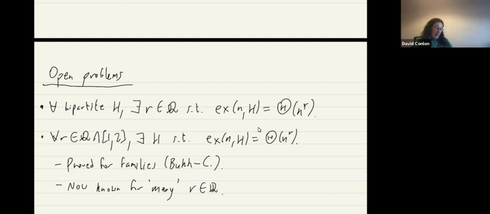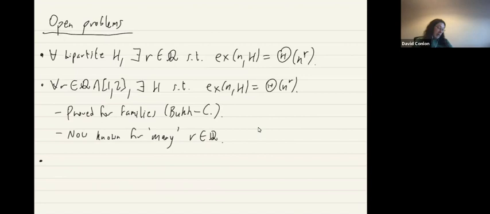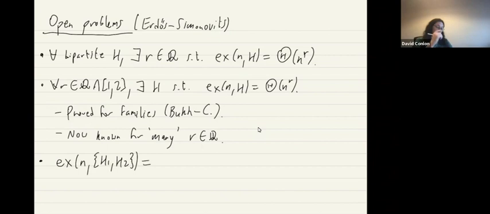And the conjecture mentioned earlier by Jacob, if you were at his talk, is what's called the compactness conjecture. And all of these conjectures that I've stated are actually due to Erdős and Simonovits. The compactness conjecture says that if you take two graphs, H1 and H2, then their joint extremal number is omega of the minimum of the two. So the implied constant just depends on the two graphs. But essentially, the conjecture is that the smaller of the extremal numbers determines the joint extremal number.